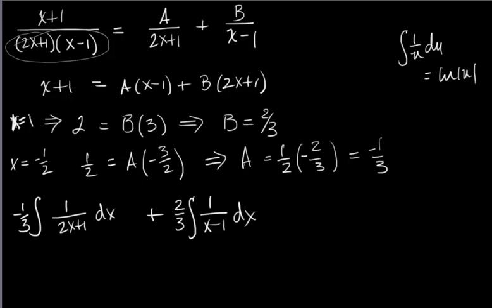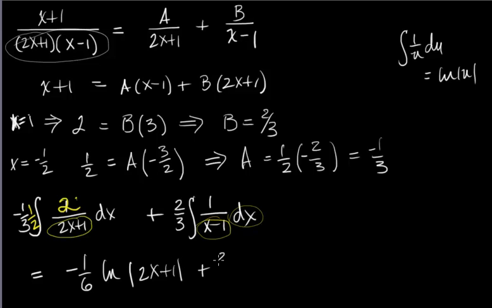So in this case, our u is 2x plus 1, so we need 2 dx. So I will multiply by 2 here and 1/2 on the outside. Here our u is x minus 1 and our du is dx, so we don't need an adjustment. And now we can just integrate using that, what I wrote up in the corner, minus 1/6 times the natural log of the absolute value of 2x plus 1 plus 2/3 times the natural log of the absolute value of x minus 1 plus a constant.